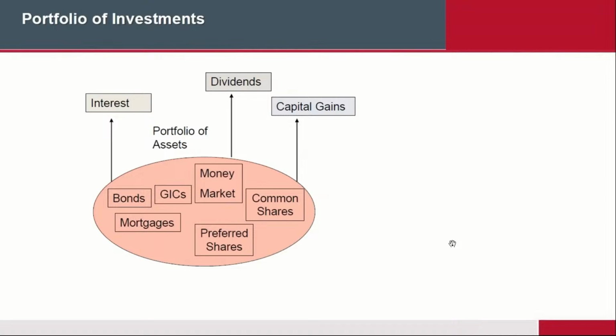Okay, so when you invest money, basically you're buying a portfolio, let's say, of various different investments that you have. So if you look at the pink side here, you can have a portfolio of assets, and in that portfolio, there's all kinds of stuff that you can have. You can have common shares, preferred shares, money market, GICs, mortgages, bonds, regardless of what your portfolio is. There's only three kinds of income that any portfolio will produce. It does not produce any other kind of income. You can either get interest, dividends, or capital gains.